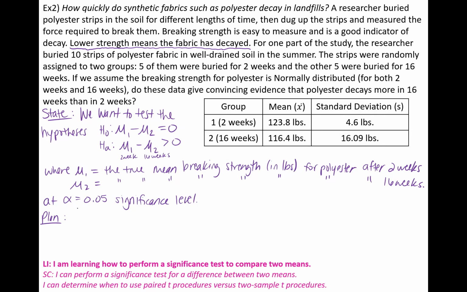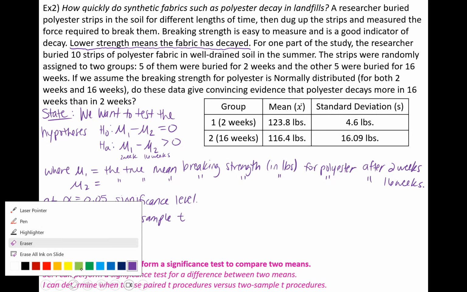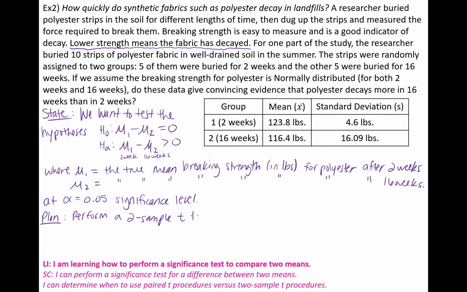Our plan is to perform a 2 sample, and is it T or Z? Hopefully we know if we're doing means it is a t-test, and I can't spell test, I missed a letter there. It is a t-test if we are doing means. All right, and then we have to check our conditions. The first one we do is random. Did it say random? And the answer to that is yes.